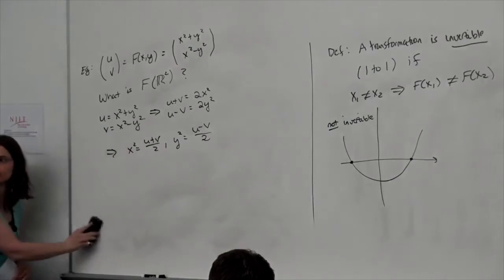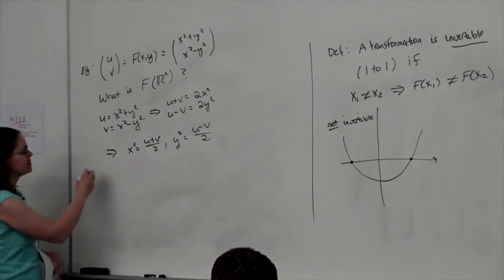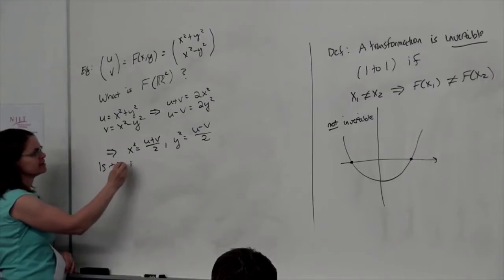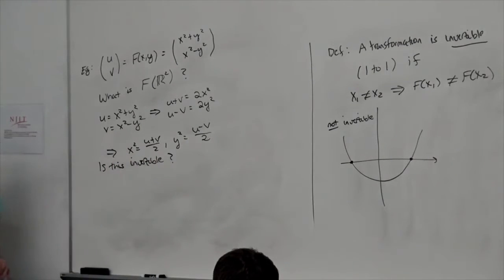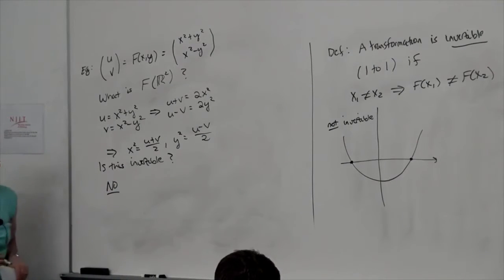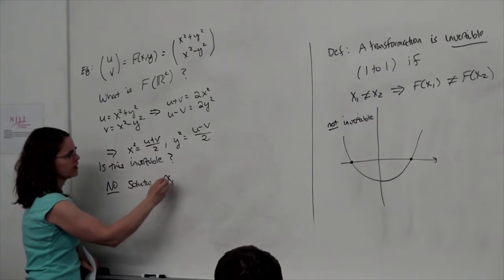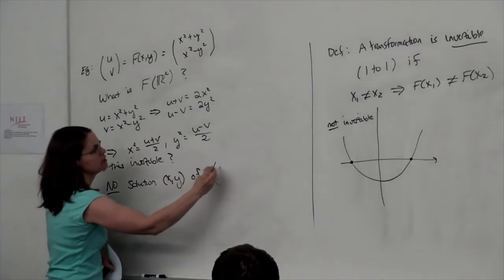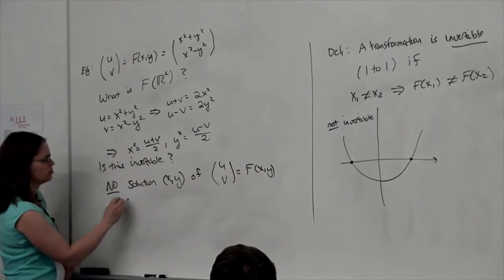So if I come back to this example, I can cheat here. You can't do this in your notes very easily, sorry. If I come back to this example and ask, is this invertible? Then the answer is clearly no, because there's not a unique solution. So the solution of (x,y) for (u,v) equals f of (x,y) is not unique.